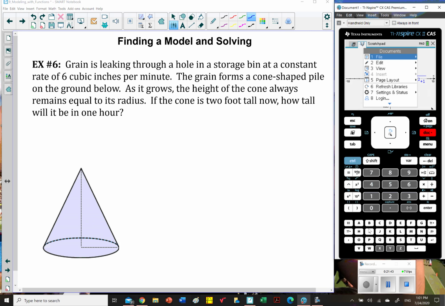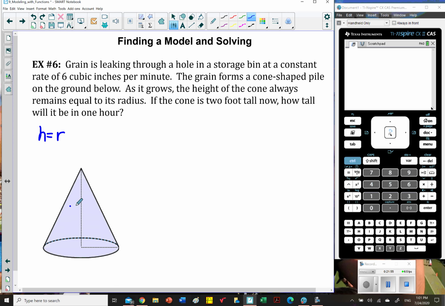Let's clear out our calculator here so we can start over. So what do we know? We know the height is equal to the radius. And if this is the height and this is the radius, we also know, where did they say?